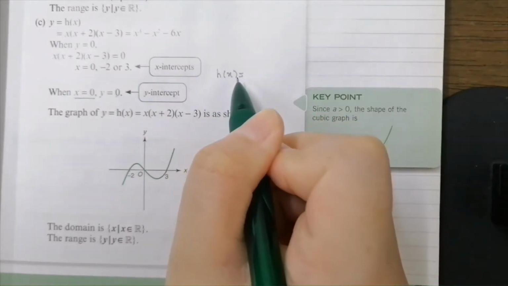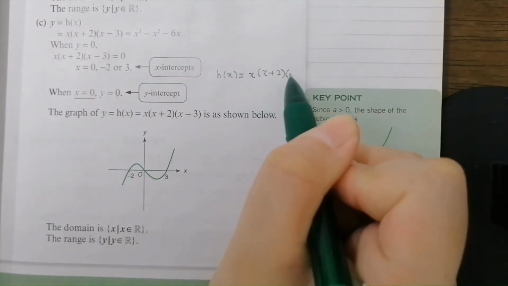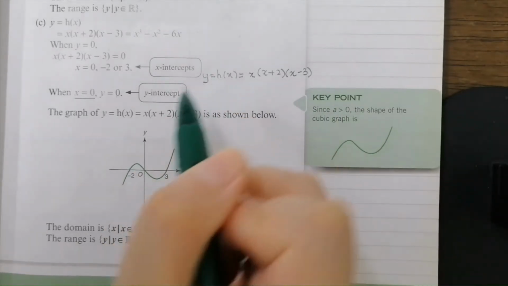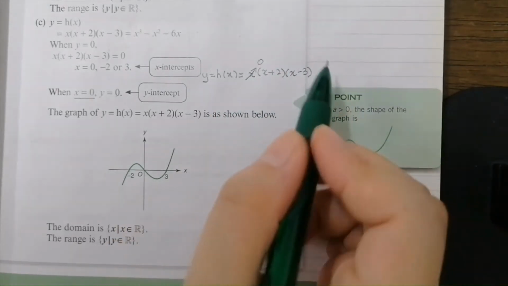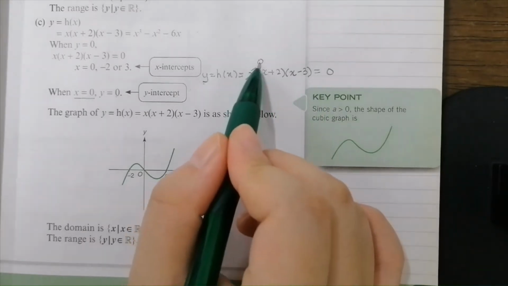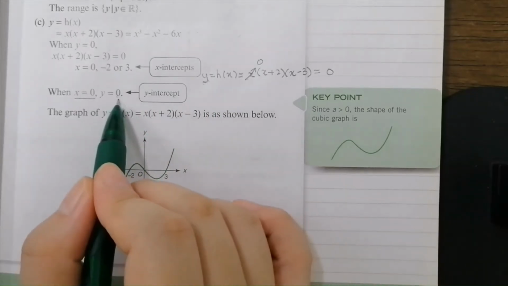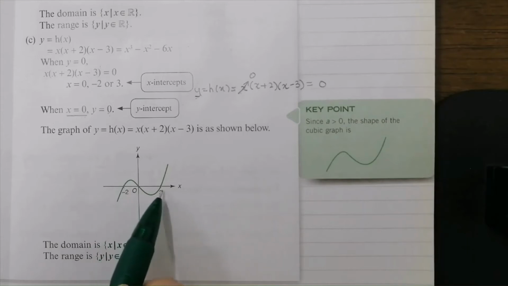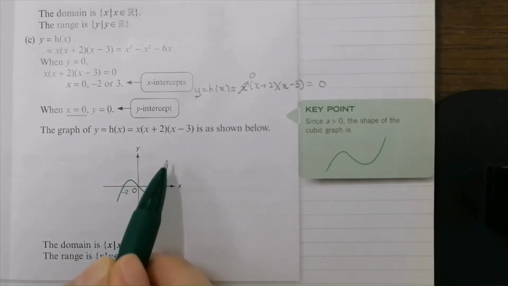To find y-intercept, x must be 0. The function given is h of x equals to x times x plus 2 times x minus 3. If x equals to 0, 0 times anything will be 0. So y equals to 0. When x equals to 0, y-intercept equals to 0. We label the x-intercept negative 2, 0, 3, and y-intercept 0 to sketch a cubic graph.